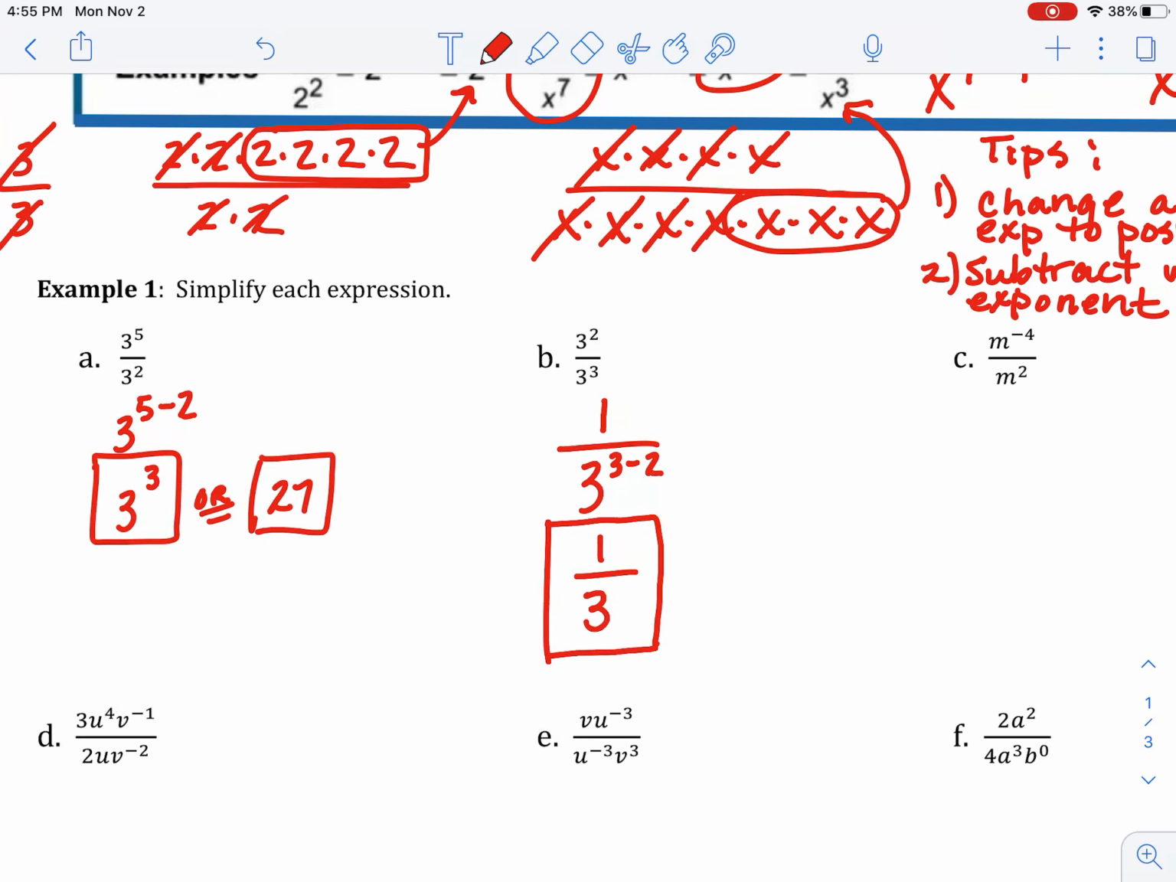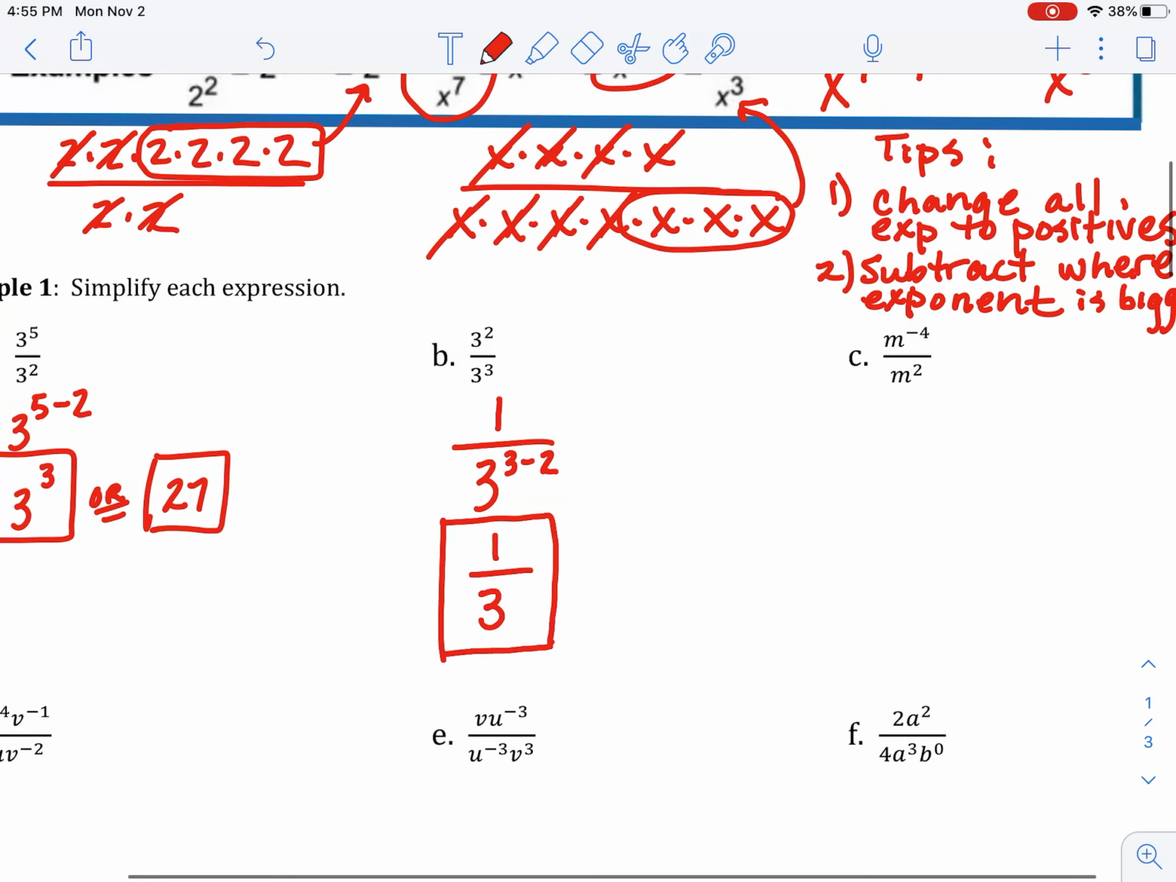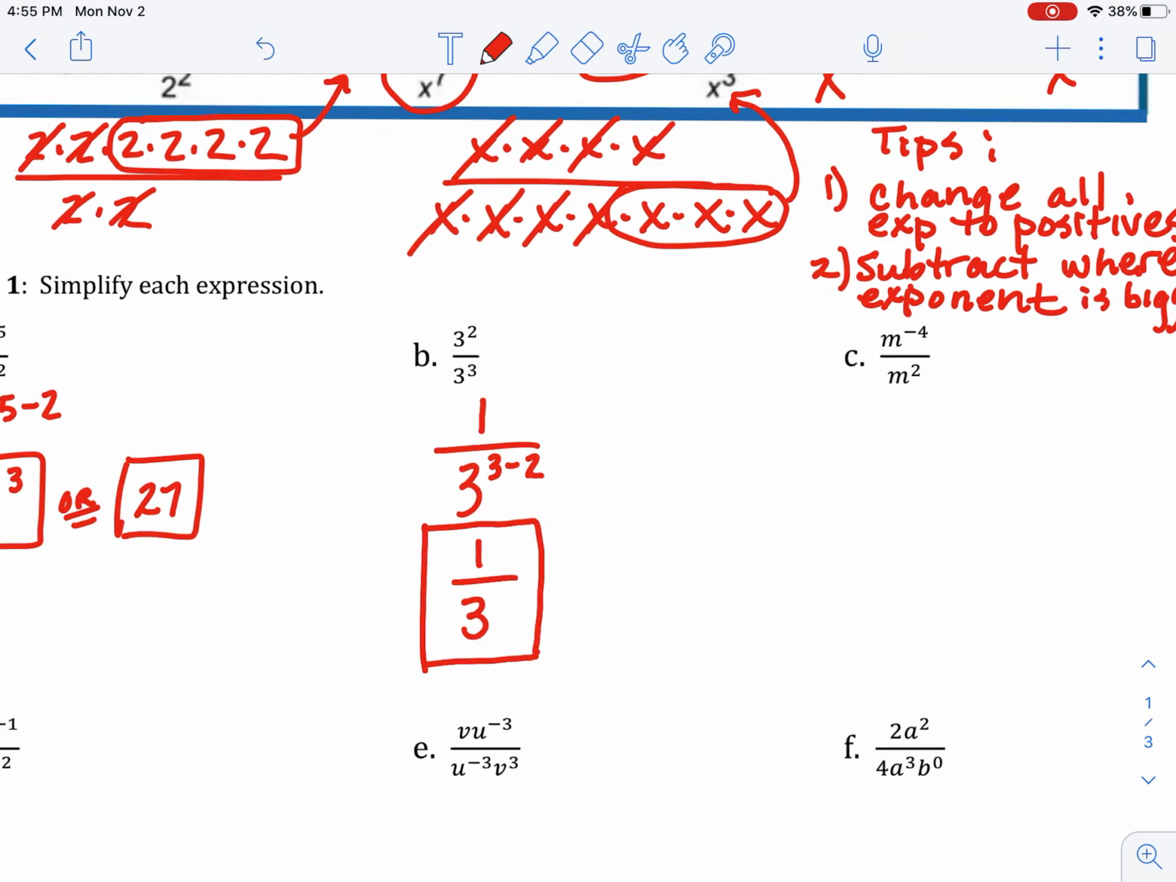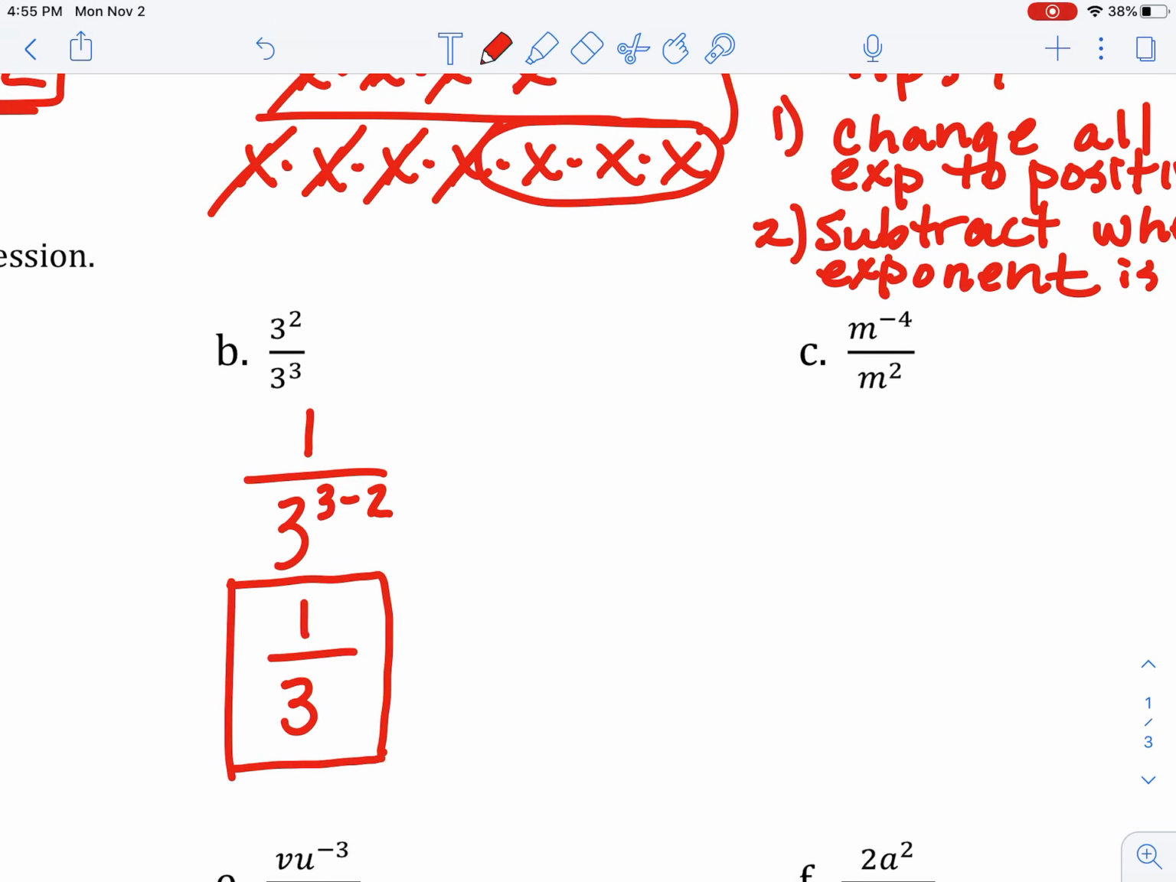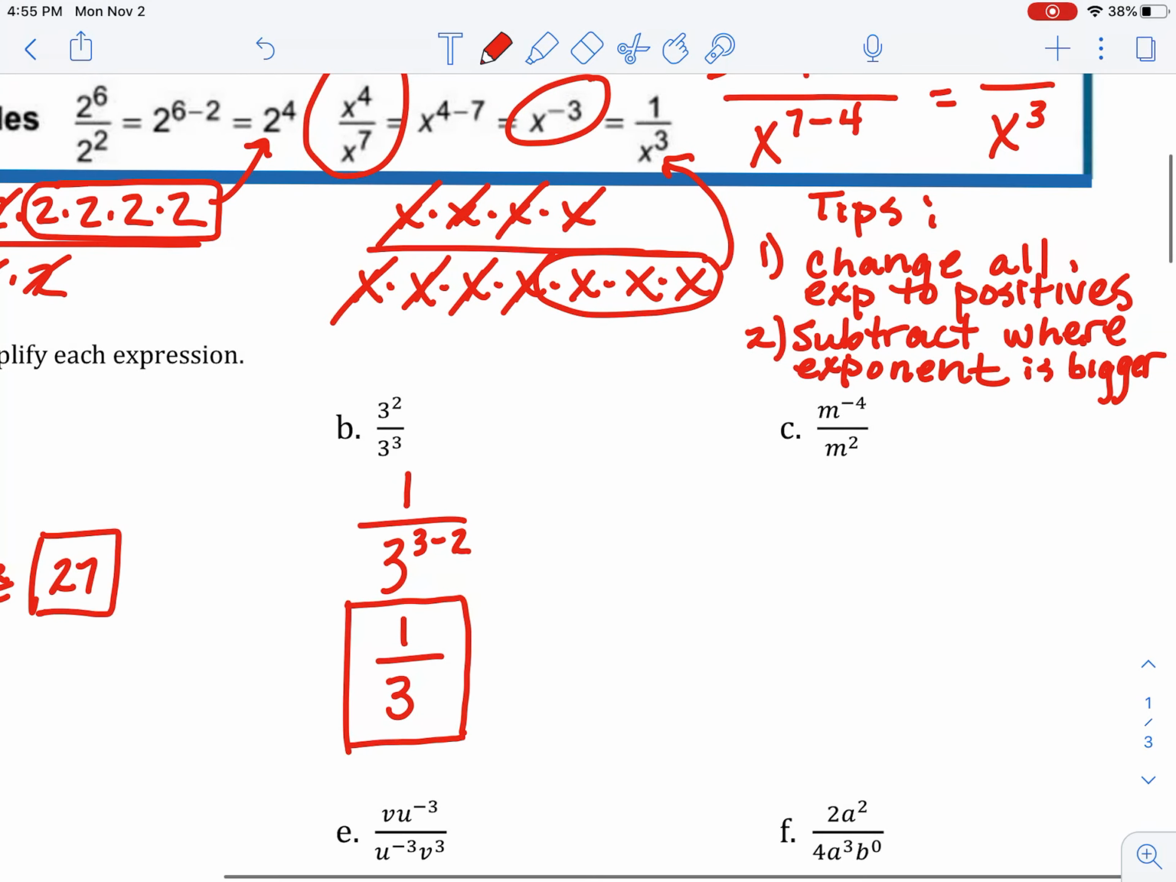All right, let's try it with some variables. So if we move over to C, we have m to the 4th power and m squared. We now have a negative exponent. So if you look at that rule up above, the number 1, it says change all the exponents to positive. So if we're going to do that, we're going to move m to the 4th down below, right? So I'm going to rewrite that problem with all positive exponents.